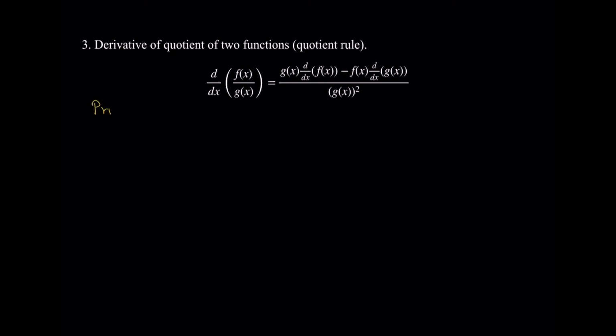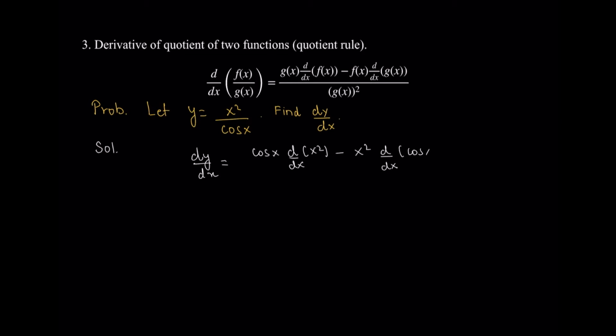And let's try out a problem over this. Let y equals x squared upon cos x. I want to find out dy upon dx. So here is the solution to the problem. dy upon dx could be written as, by using the quotient rule, second function, that is cos x, derivative of first function, that is x squared, minus first function, that is x squared, derivative of second function, that is cos x, divided by cos x squared.